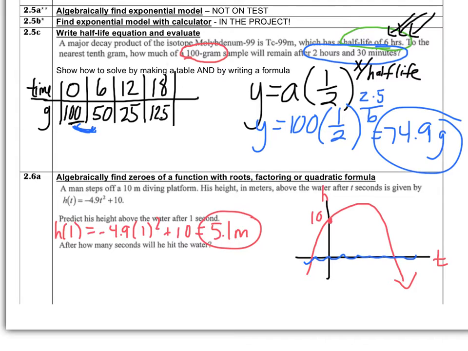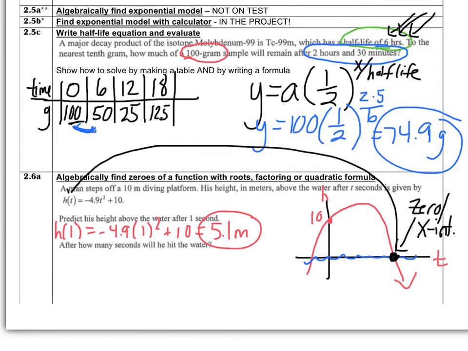The next part here asks, after how many seconds will he hit the water? So if we look at this on the graph, he's going to hit the water right here. That is called the zero, or the x-intercept of the parabola. So we can find the zeros of a parabola by either factoring or doing the quadratic formula or solving it. So they want to know when the height is 0. So what I'm going to do is come into here and make the height 0.